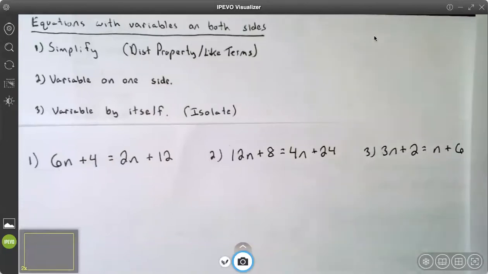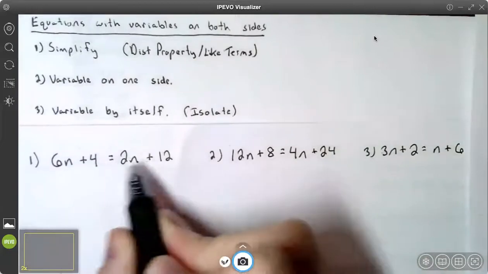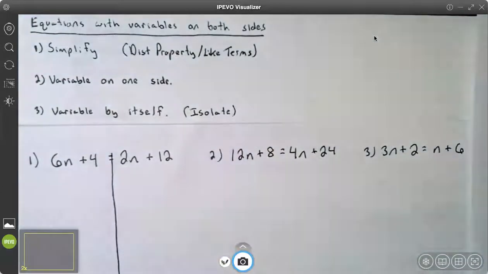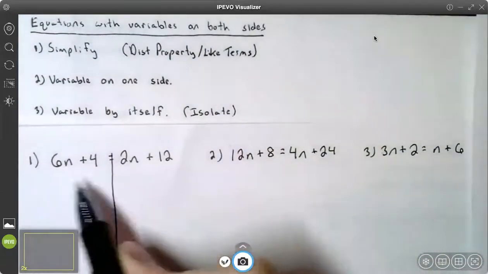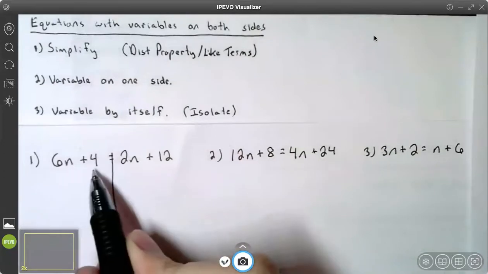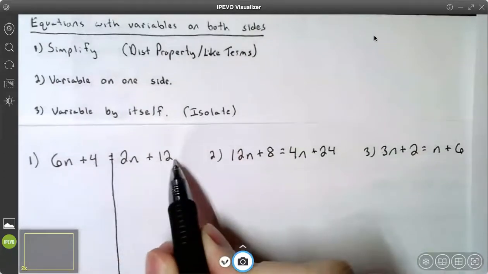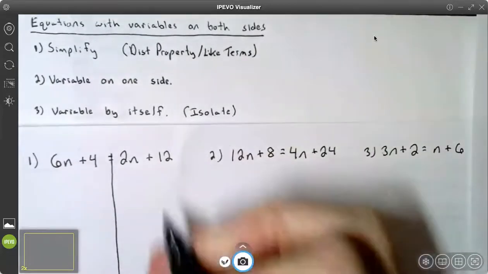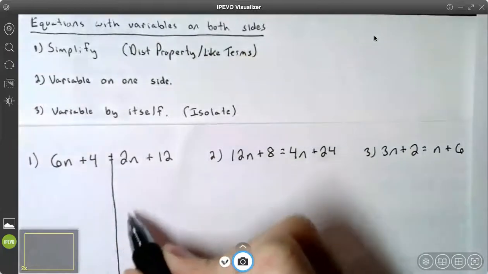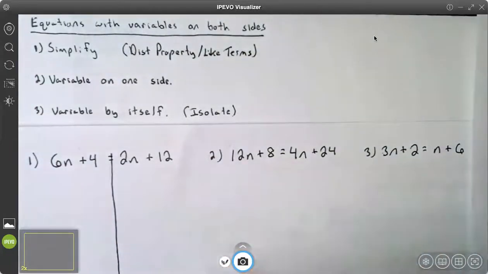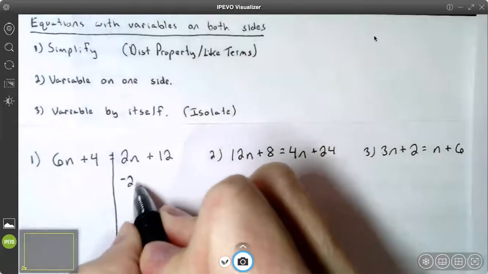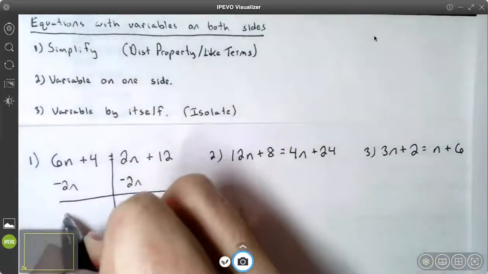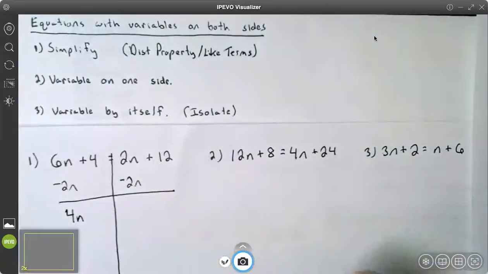On number 1, I have a variable on the left side and the right side of my equal sign. And whether or not you draw your line down the middle is totally up to you. When I have a variable on both sides, like I do, and a constant on both sides, the 4 and the 12, I prefer to put the variable on the side that results in a positive. If I subtract 6n from both sides, I'm going to get a negative 4n on the right. So instead, I'm going to subtract 2n from both sides so that I can get a positive 4n on the left.